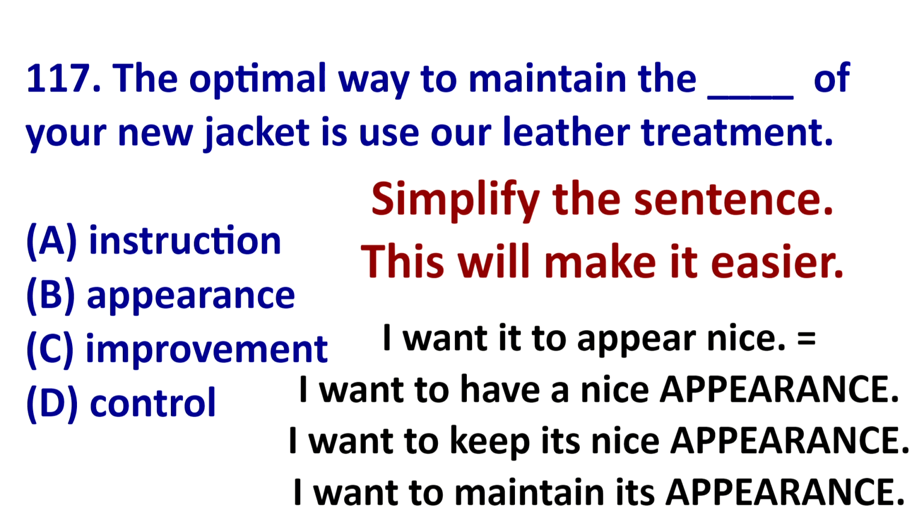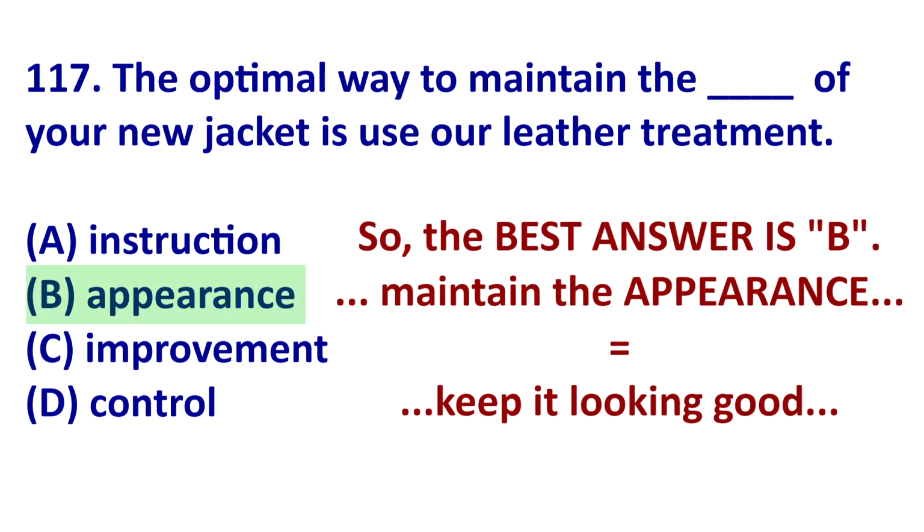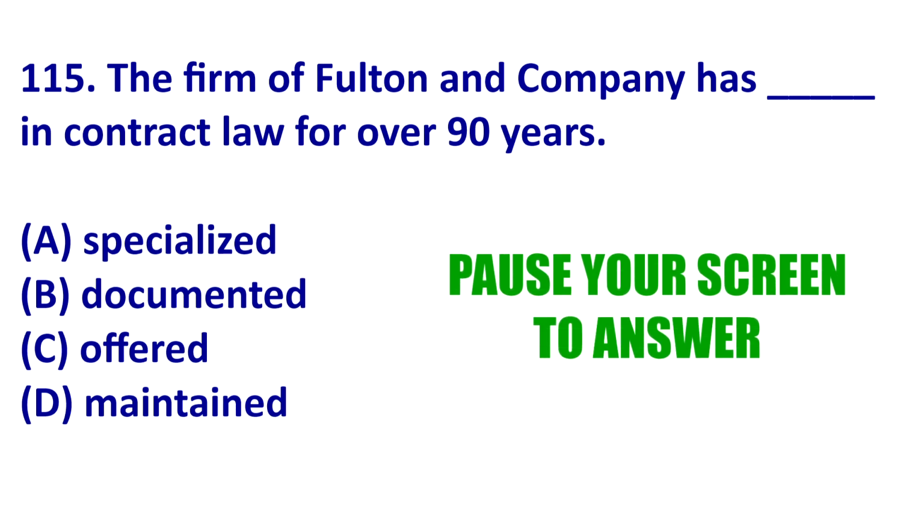So if we look here, I want to maintain the appearance of my jacket. I want it to look good. That's why I'm using a leather treatment. This would be the most logical answer. So we pick B. So appearance is how something appears, how it looks. All right, let's look at the next question.